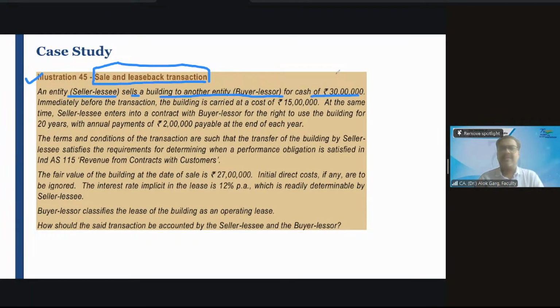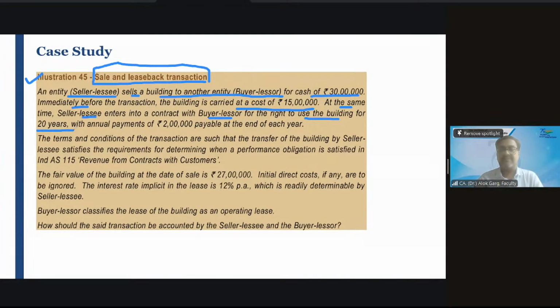What is the sale price? 30 lakhs. Immediately before the transaction, the building is carried at a cost of 15 lakh. What is the carrying value of the building? 15 lakhs. At the same time, the seller lessee enters into a contract with the buyer lessor for the right to use the building for 20 years.